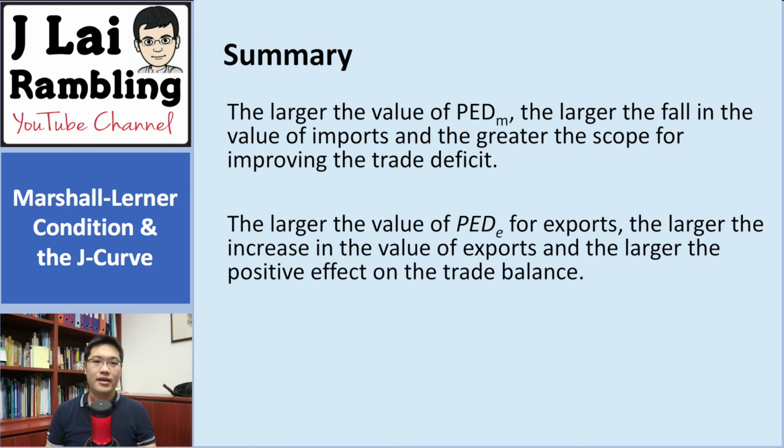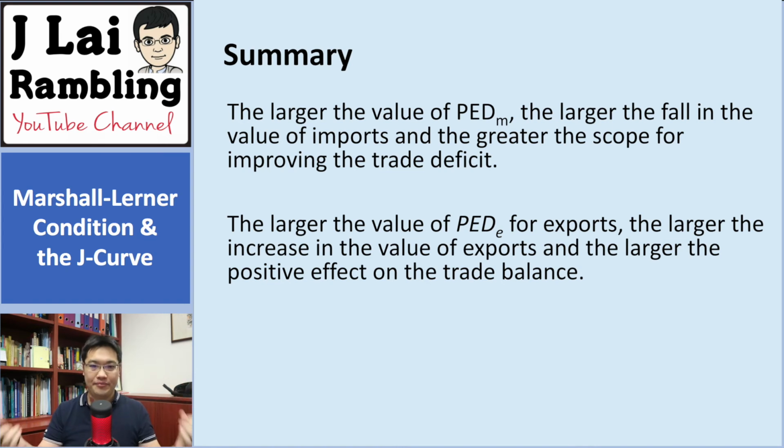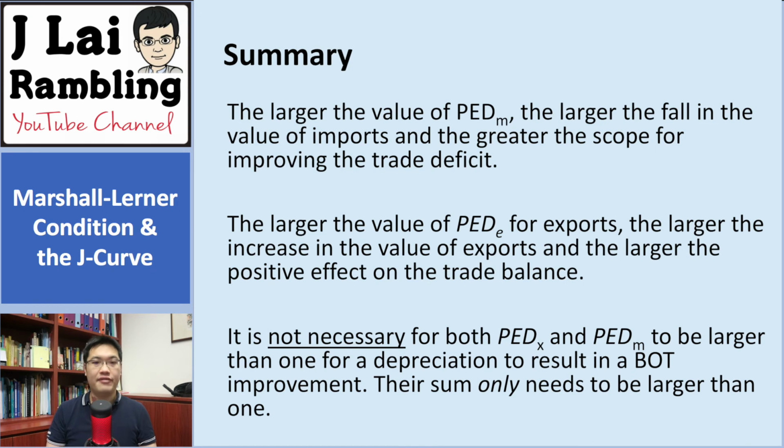On the other hand, the larger the value of the PED for exports, the larger the increase in the value of exports and the larger the positive effect on the trade balance. And that also makes sense as well, because as soon as the price of exports goes down, we want people to buy a lot more from abroad, okay? And therefore boosting the value of exports up. It is not necessary for both the PED for exports and the PED for imports to be larger than 1 for depreciation to result in a balance of trade improvement. Only the sum needs to be larger than 1.